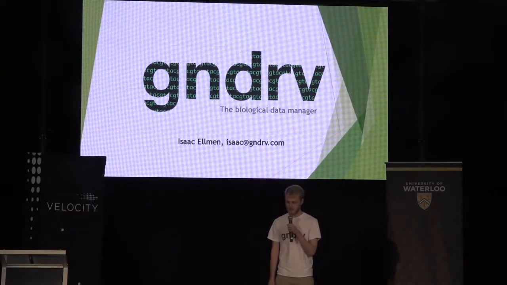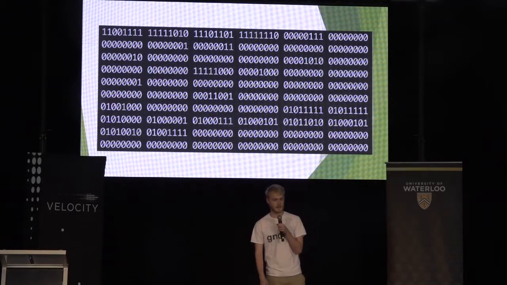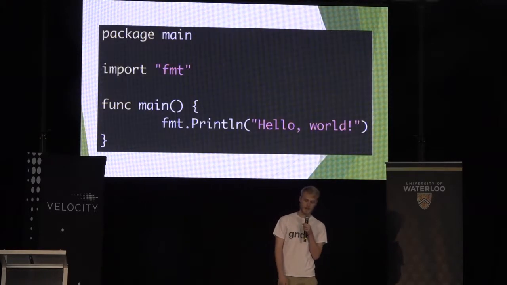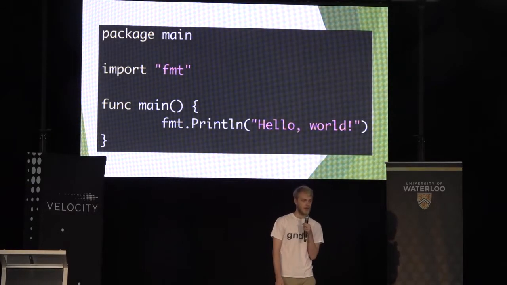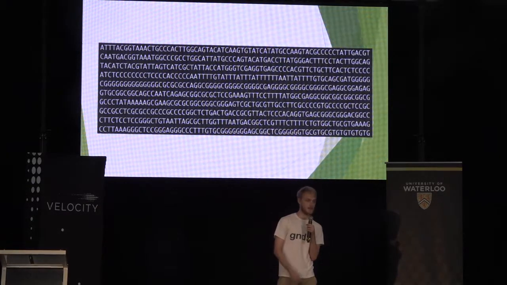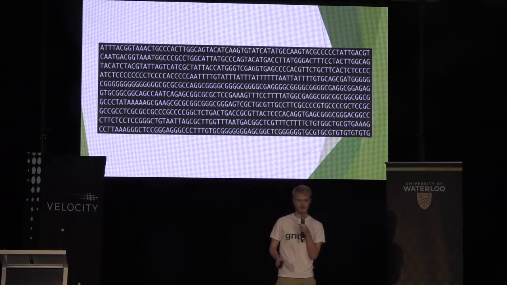So I'll be talking about gndrv, the biological data manager. This is what a computer program looks like right before it gets fed into the machine. And this is that same program while the programmer is actually working on it. Now this is a digital representation of what DNA looks like. And this is also what it looks like when someone's designing it.